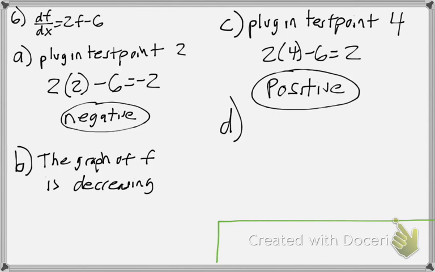So what can you say about the graph of f versus x when f is greater than 3? Well, if the df over dx is positive, then that means f, the graph of f versus x, is increasing.